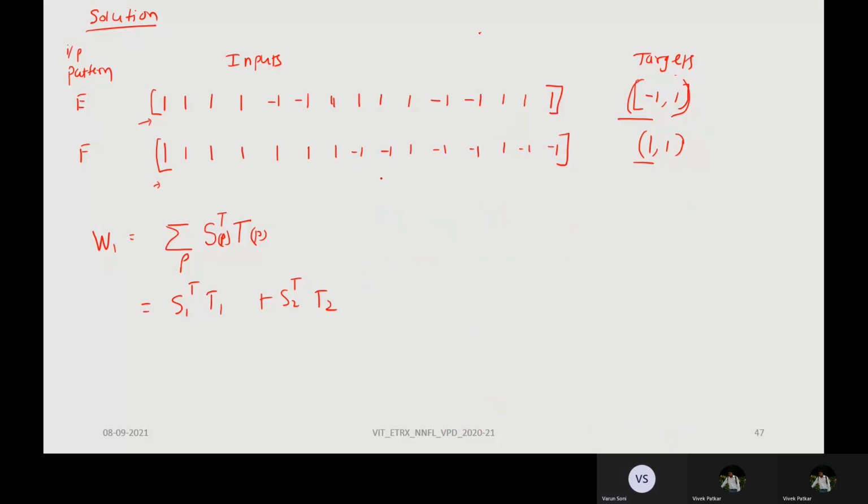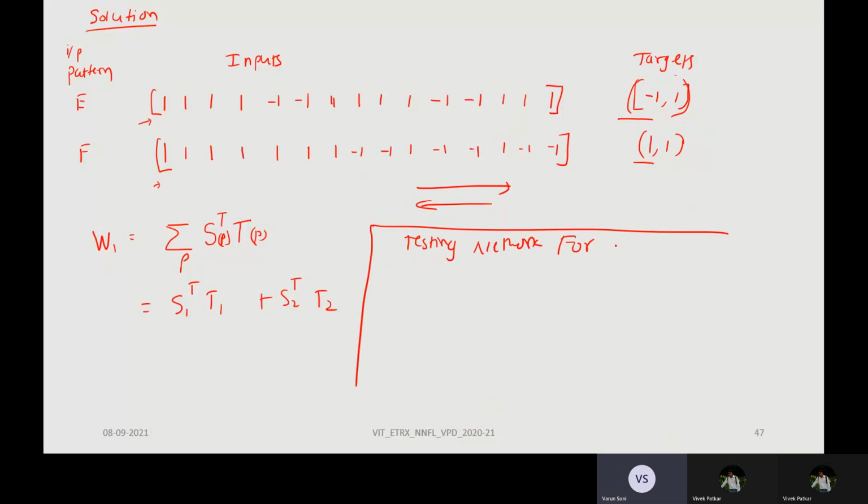So this is a BAM, and we have checked the forward pass. Now we have to check the reverse pass. So you write, testing network or input from the Y side. Y means the output side. But now we will not call them the output, because the output is now going to come on the input side.